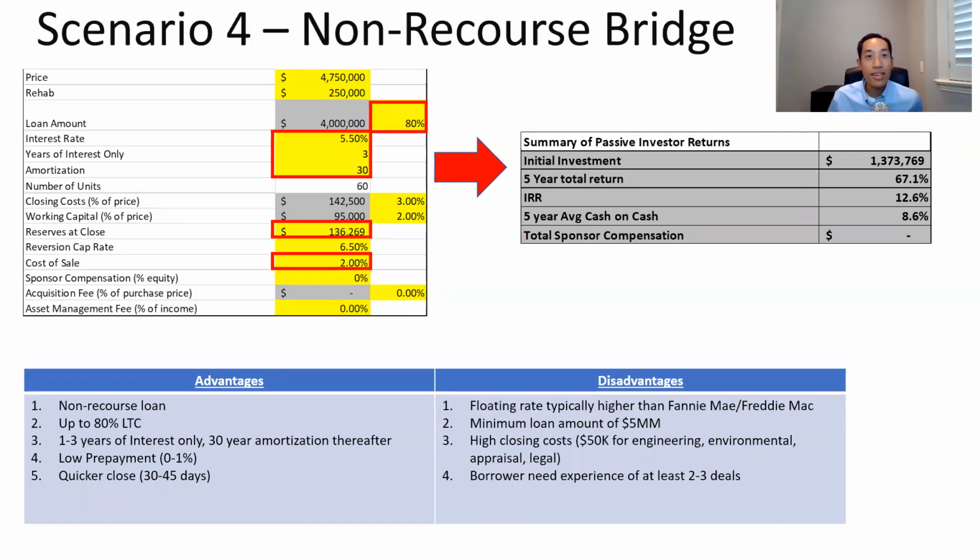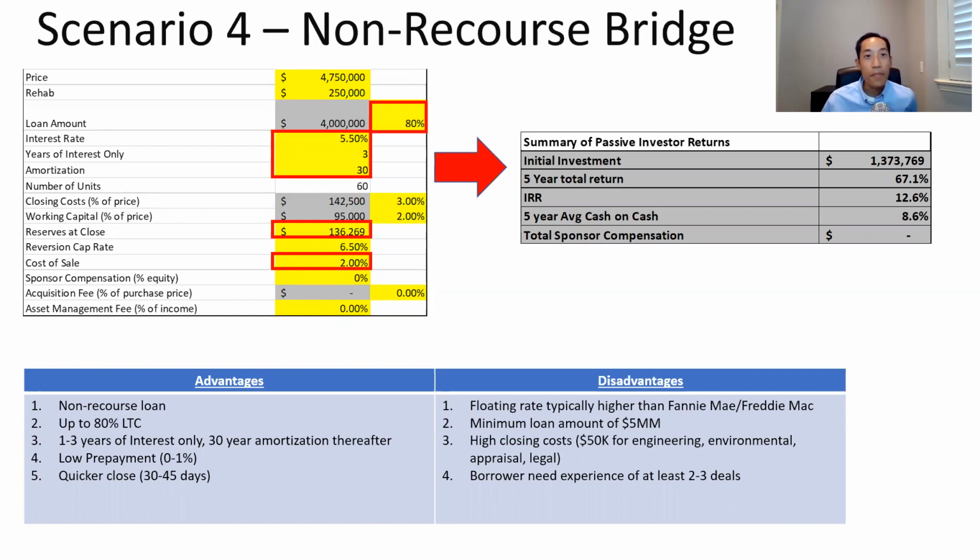Scenario number 4 is your non-recourse bridge. And so this one is typically for deals over $5 million in loan amount. On this scenario, I just used sort of your standard assumptions. If this deal was a little bit bigger, it probably would fit. I don't see most lenders going down to $4 million, but just because of this deal, I wanted to see how the returns compare on this deal.